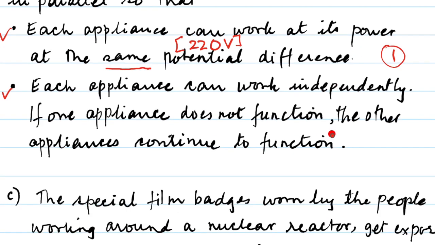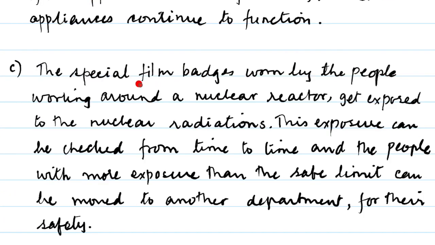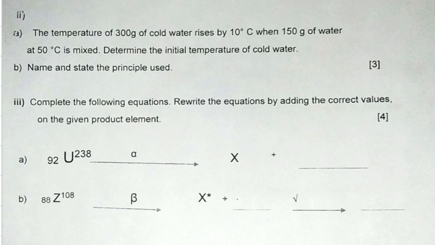Writing both the points, we come to why special film badges are worn by the people working around the nuclear reactor. They get exposed to the nuclear radiations, and the exposures can be checked from time to time by the film badges, and the people with more exposure than the safe limit can be moved to another department for their safety. So remember, this also is a learning type of question. This is your 1 mark. Let's look at the next question.